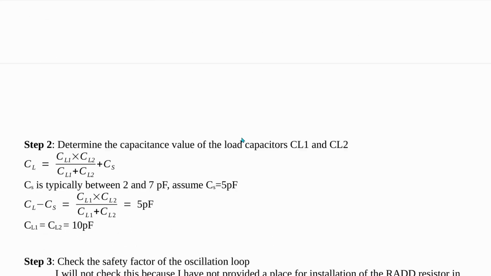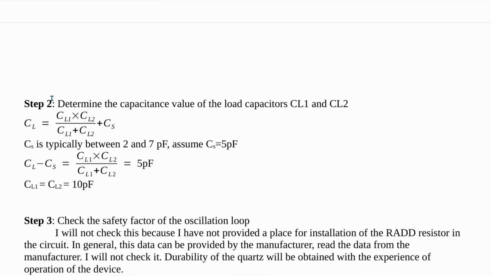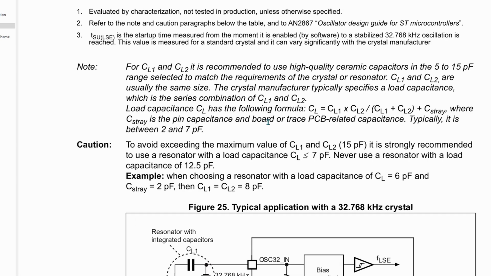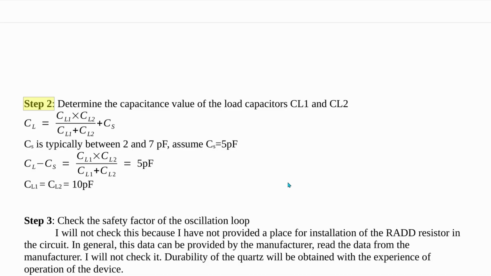In step 2, the capacitance value of the load capacitors CL1 and CL2 is determined. Pay attention to CS. This value is taken from the documentation and represents the parasitic capacitance of the PCB tracks and microcontroller legs. It is usually in the range of 2 to 7 picofarad. I took 5 picofarad.